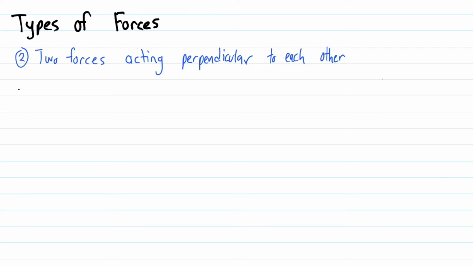In today's video we're going to continue our discussion on the different types of forces acting on an object. This video we're going to discuss two forces acting perpendicular to each other. I have already done a video on two forces acting on a straight line, which I will post the link to in the description. Now, what does two forces acting perpendicular even mean?